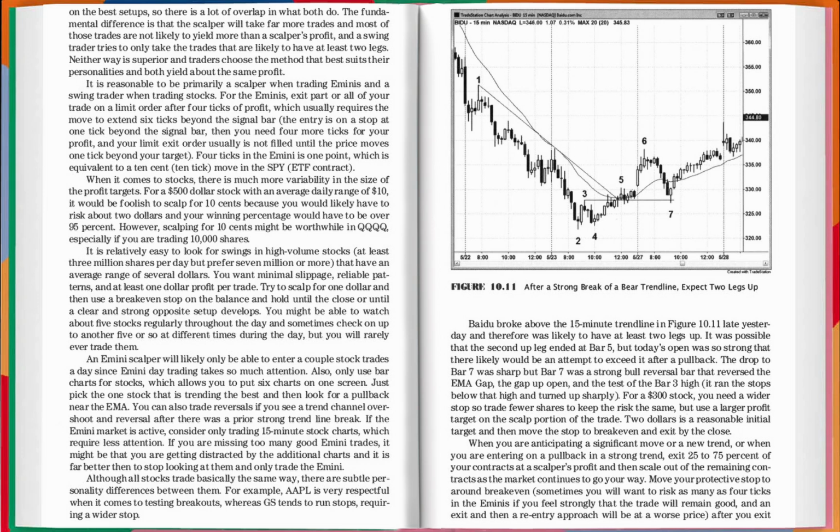For the E-minis, exit part or all of your trade on a limit order after 4 ticks of profit, which usually requires the move to extend 6 ticks beyond the signal bar. The entry is on a stop at 1 tick beyond the signal bar, then you need 4 more ticks for your profit, and your limit exit order usually is not filled until the price moves 1 tick beyond your target. 4 ticks in the E-mini is 1 point, which is equivalent to a 10-cent, 10-tick move in the SPY ETF contract.